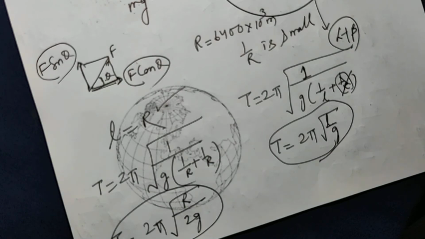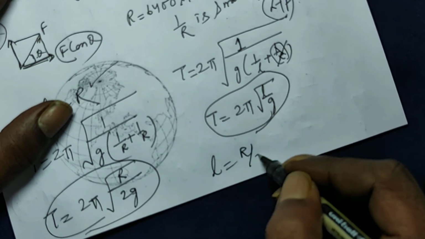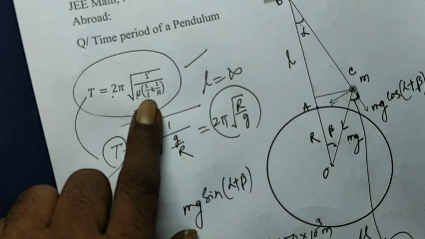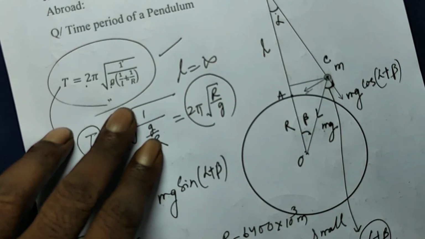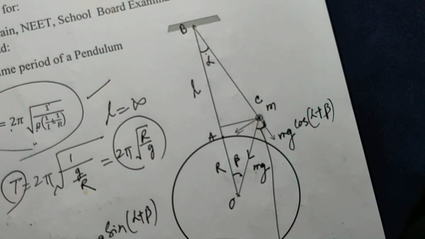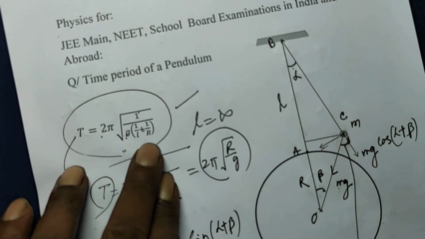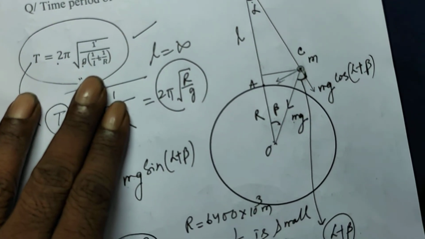They might ask you if the length of the pendulum is L equal to r over 2, then similarly you make a substitution here for L equal to r over 2 and do the necessary calculation. You will find out the time period of the pendulum. So this is a general formula for the time period of a pendulum, that is T is equal to 2π times the square root of 1 over g times (1 over L plus 1 over r), where L is the length of the pendulum and r is the radius of the earth.